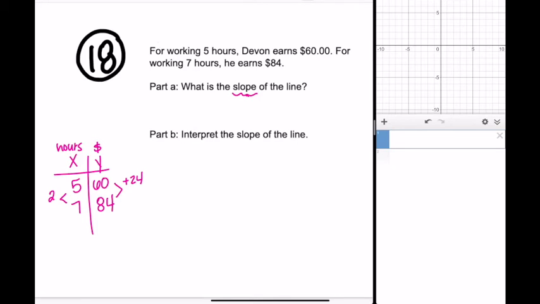To simplify this, the change in y over change in x is 24 over 2, which can be simplified to 12, or 12 over 1. Interpret the slope of the line. Well, that goes back to our x and y values. 12 what per what? Well, it would be 12 y per x, or dollars per hour.